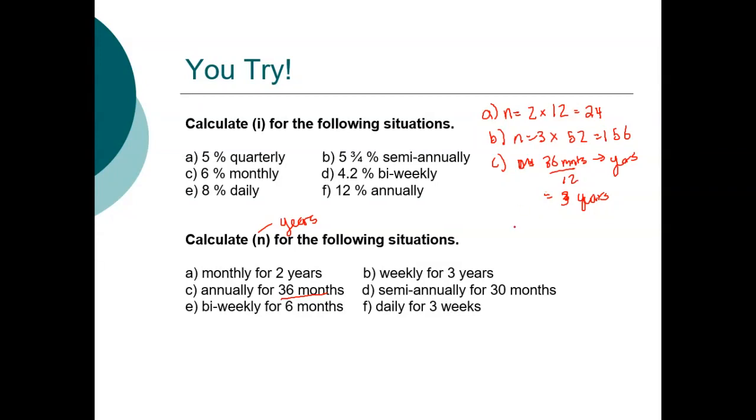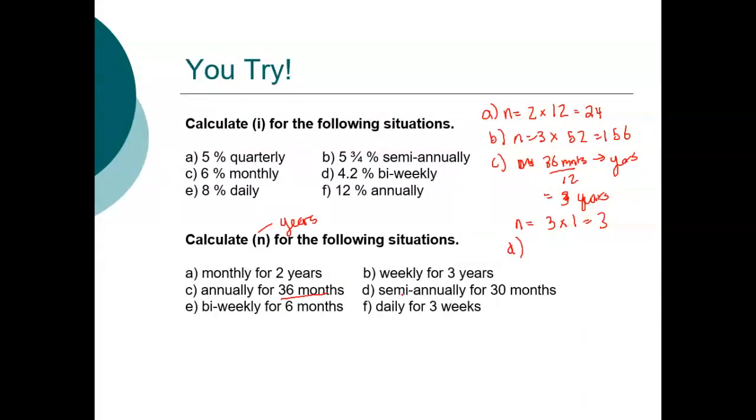So 3 years, but now I still don't know my N, right. So it says annually. So it's just going to be those 3 years times annually, which is 1. So my N in this case is going to stay as a 3. Now, if it said semi-annually for 36 months, I would have taken that 3 and multiplied by 2. But we definitely can't have months.